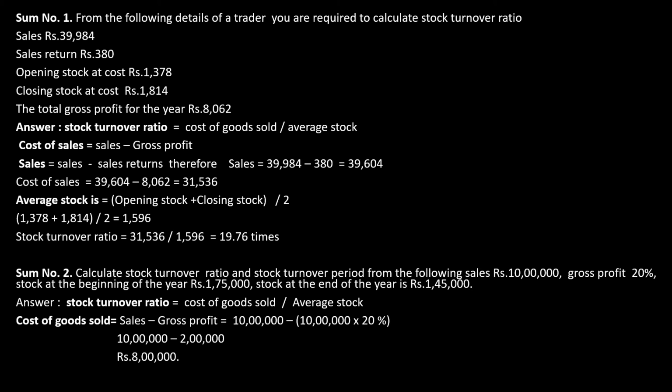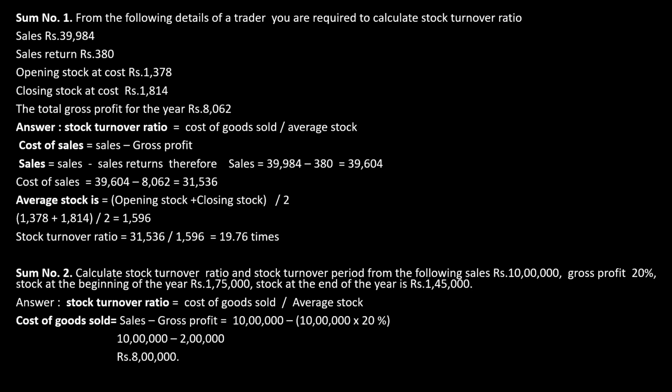So now we know the cost of goods sold and we know the sales. Now I'll find the average stock. For average stock, what is the formula? Opening stock plus closing stock divided by 2. Opening stock is 1,378, closing stock is 2,814. Then add and divide them by 2 will give you 1,596. So that will be average stock.